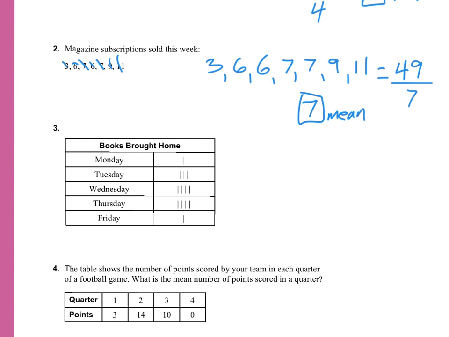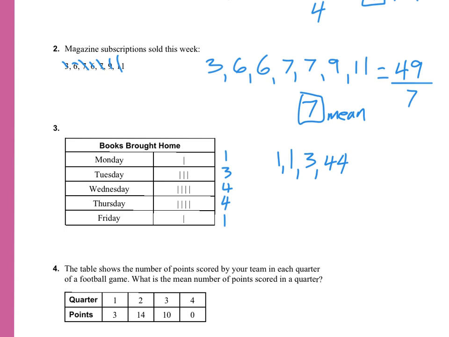Okay, number 3, can we do it when we're looking at dot plots? Let's see. So books brought home. So Monday, there was 1. Well, let's do it this way. 1, 3, 4, 4, 1. So I'm going to put them in order. 1, 1, 3, 4, 4, like that.